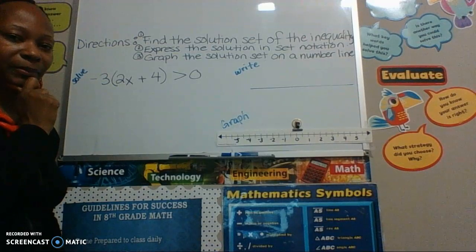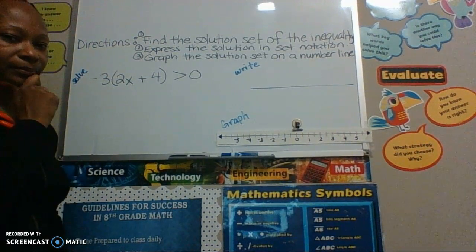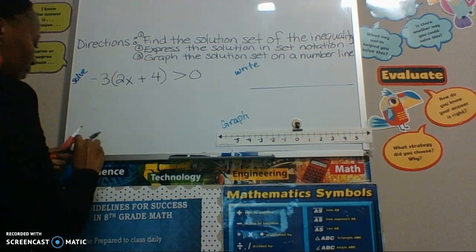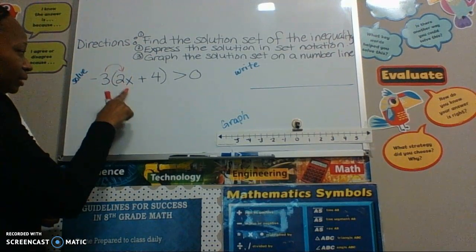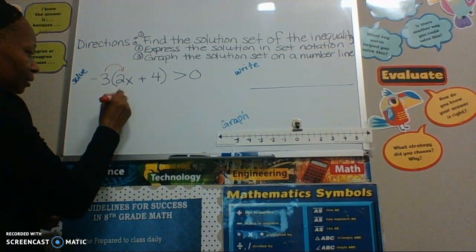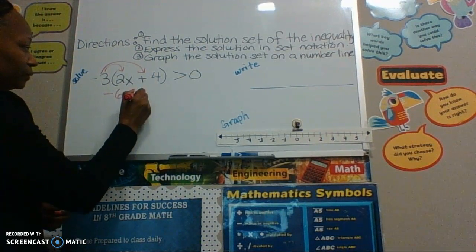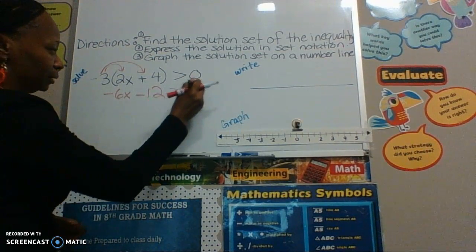I wonder which property should I use so that I could transform the left side. Do you know? You're right. It should be distributive property because -3 times positive 2x is -6x, and -3 times positive 4 is going to give us a -12. Finish rewriting your inequality.